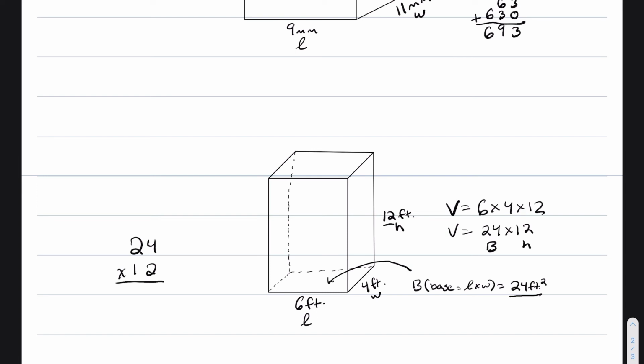So 2 times 4 is 8, and 2 times 2 is 4. Got to annex in our 0. 1 times 4 is 4. 1 times 2 is 2. We add those together. We get 8 plus 0 is 8. 4 plus 4 is 8. 2 plus nothing, we get 2. So our volume here, we get 288 feet cubed.